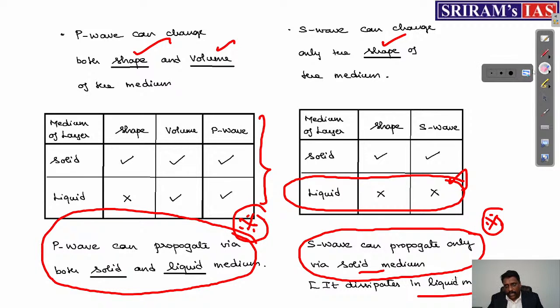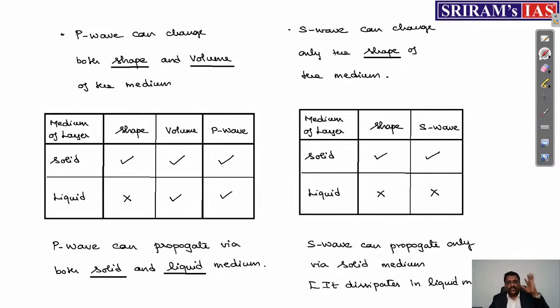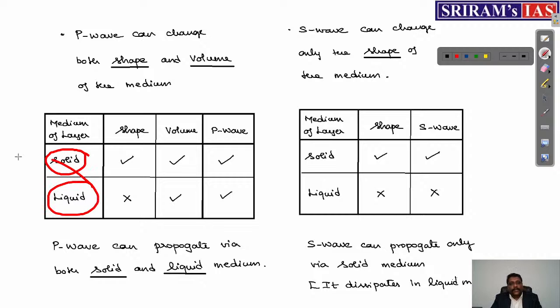When I talk about Earth's interior, only two states of matter are there. Either it will be a solid layer or it will be a liquid layer. For binary purposes, the asthenosphere is a partially molten, semi-solid layer, but we will regard it as solid, never as liquid, because it is plastic. It is not a liquid. You can treat it more like a solid. So I'm taking only a binary classification, either solid or liquid.